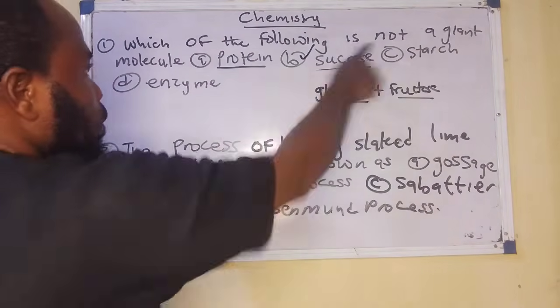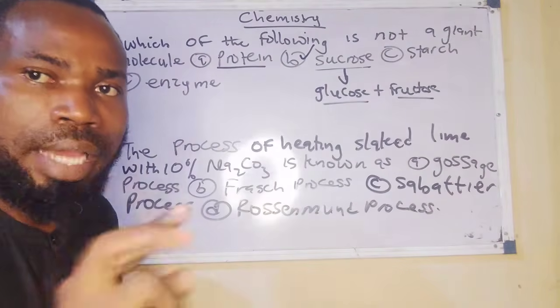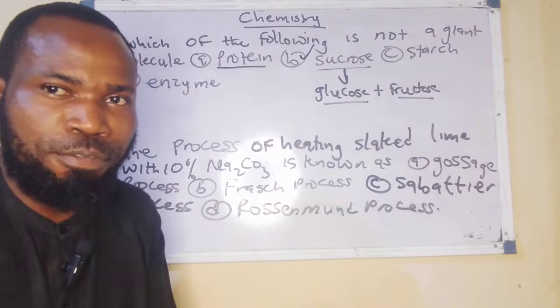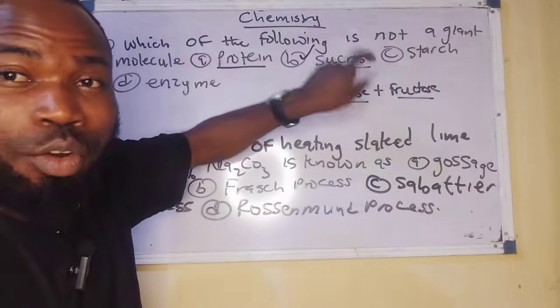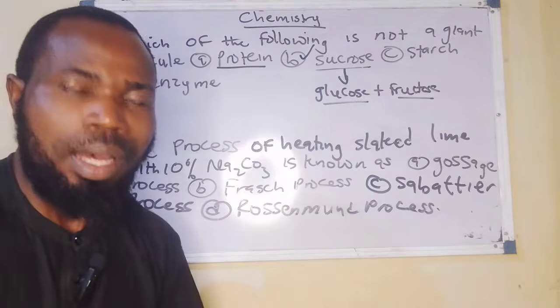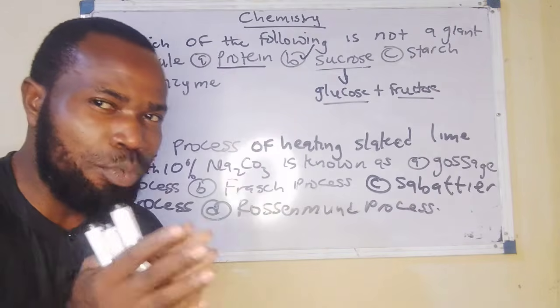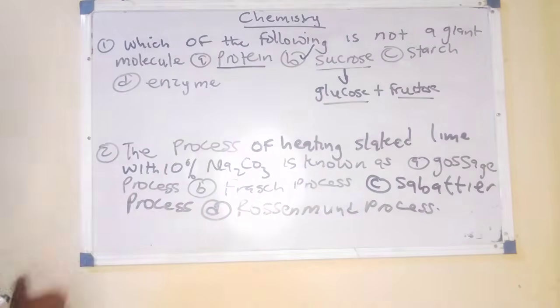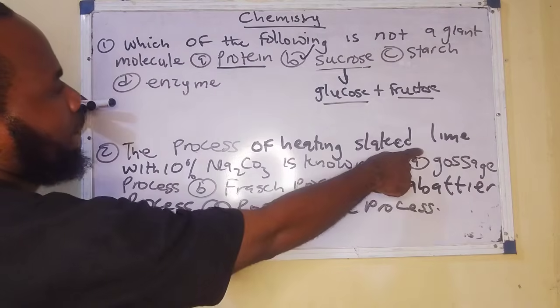Obviously the answer there is B. They said which of the following is not a giant molecule? Sucrose is not a giant molecule. It's a disaccharide that is made of two monosaccharides, which are glucose and fructose. Now remember, quickly, let me drop this in here, that sucrose is a non-reducing sugar. All monosaccharides and disaccharides are reducing sugars, except one exception: sucrose. Now, quickly, look at question number 2. They said the process of heating slaked lime.